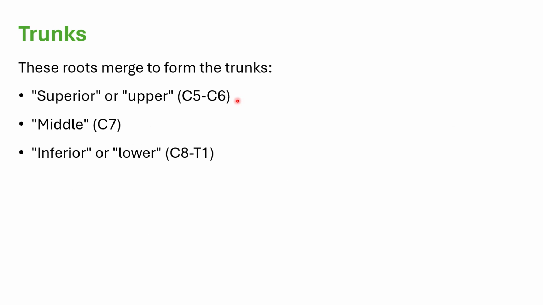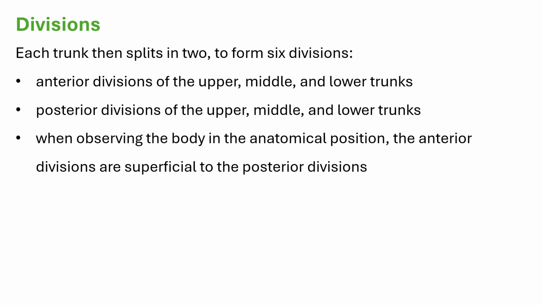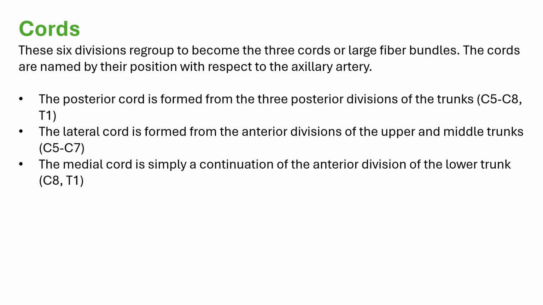Trunks, these roots merge to form trunks. Superior upper C5, C6, middle is C7, inferior lower C8, T1, first thoracic vertebrae. Each trunk then splits into two to form six divisions: anterior division of the upper, middle, and lower trunks, posterior divisions of the upper, middle, and lower trunks. When observing the body in the anatomical position, the anterior divisions are superficial to posterior divisions.